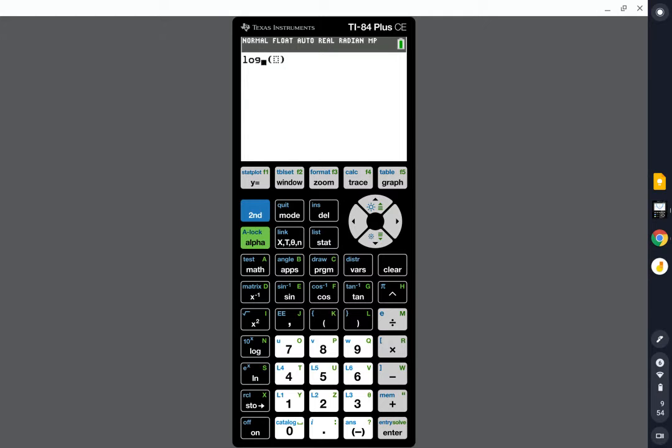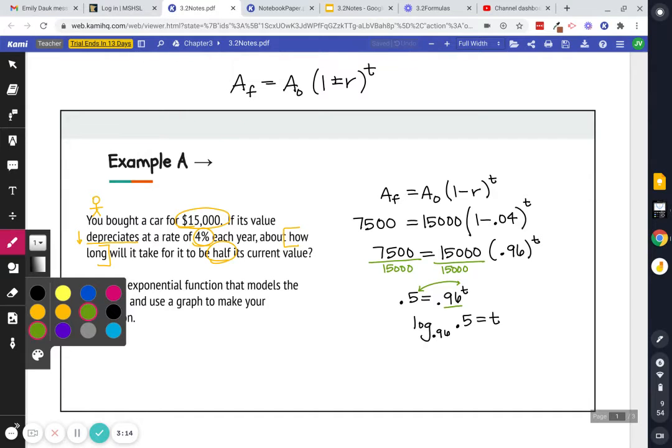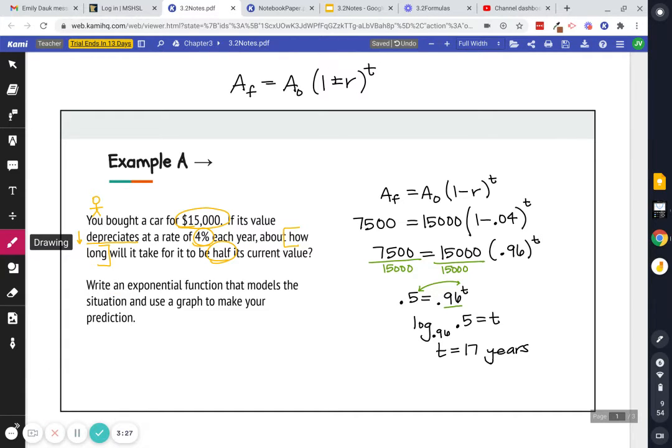I love my Math Alpha math for this. If you do not have Math Alpha math, hang on for 1 second because we can also do our change of base formula where the base stays in the denominator. And either way, it's going to take me about 17 years for my car to be about half the value it was before. Okay, so that's a depreciation example.